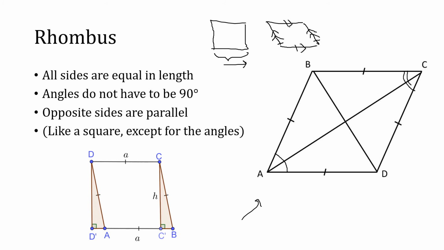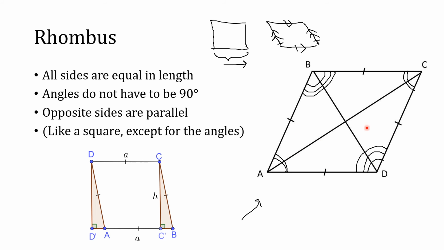So maybe I'll put 2 arcs there to show that they're the same. And then for this other one, I'll put 3 arcs, that this one and this one are the same. So that's how we can communicate that the angles are the same as each other but different from other ones.